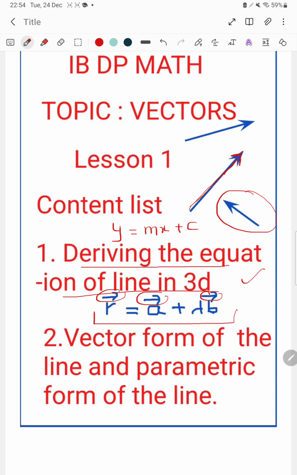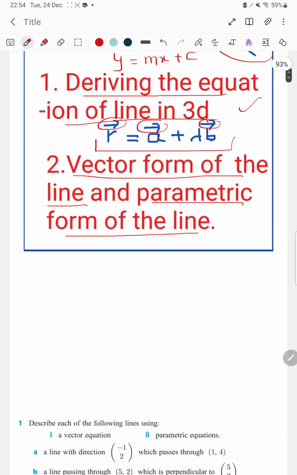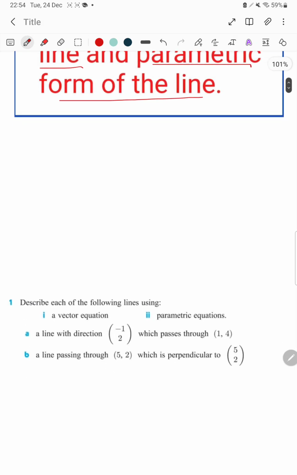So here, first we will be deriving the equation of a line in 3D, and second is what the vector form of a line is and how to write the equation of a line in parametric form. So I will explain the meaning of the parameter. So the first thing is deriving the equation.